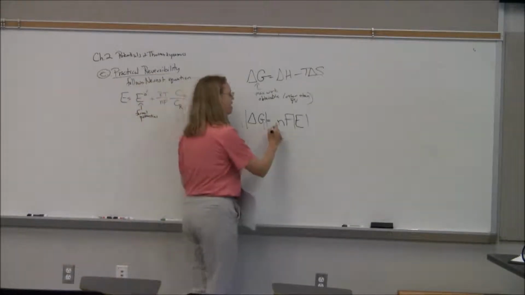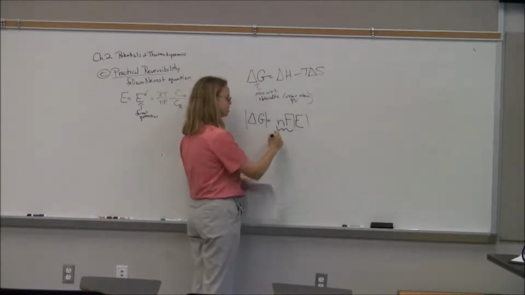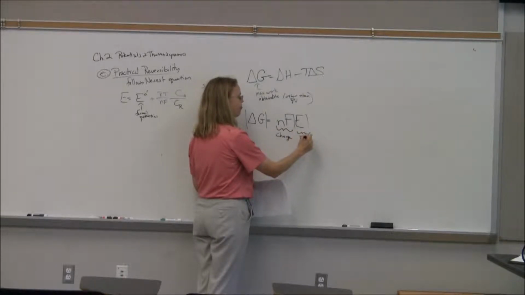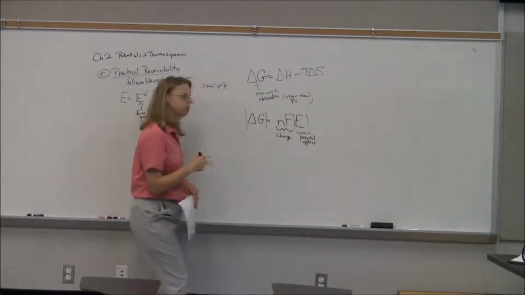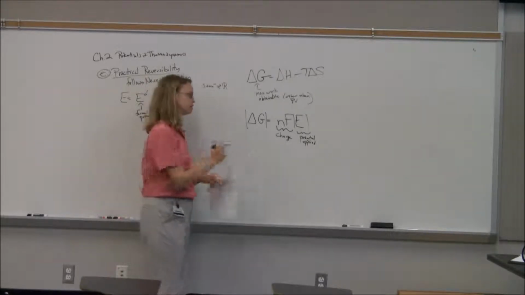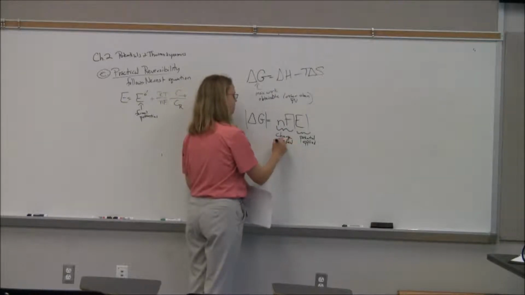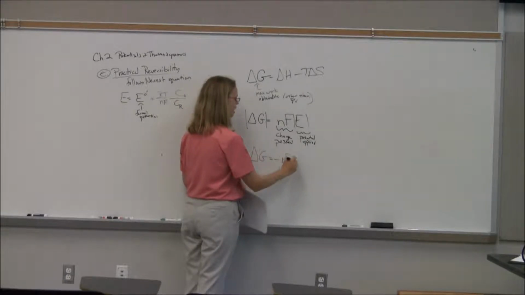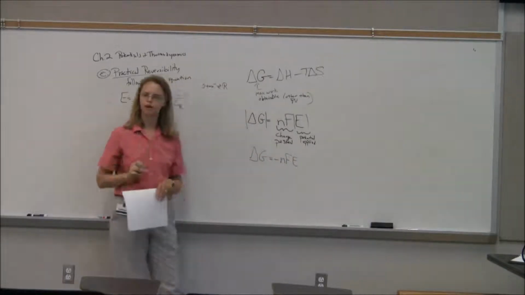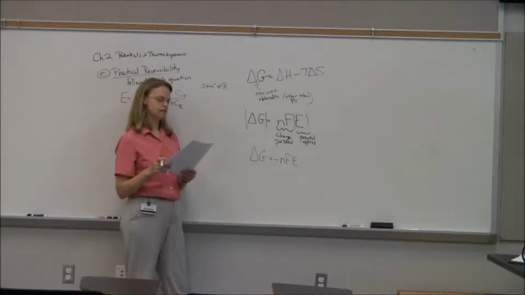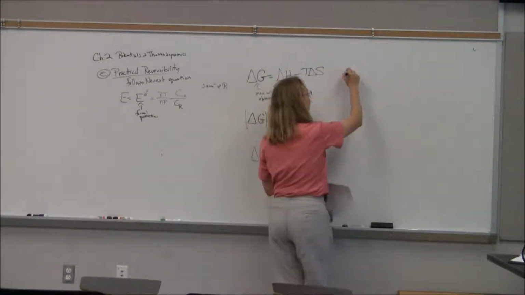So nF is just the charge passed, and this E is the potential. So the amount of work you do depends on how much charge you have to move and how much potential you apply. And because of sign conventions, we're going to go with the minus sign there: delta G equals minus nFE.